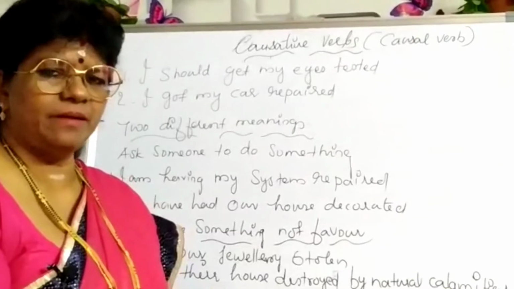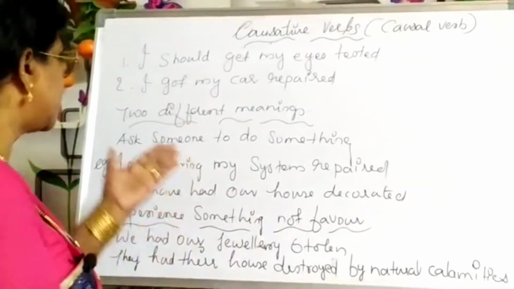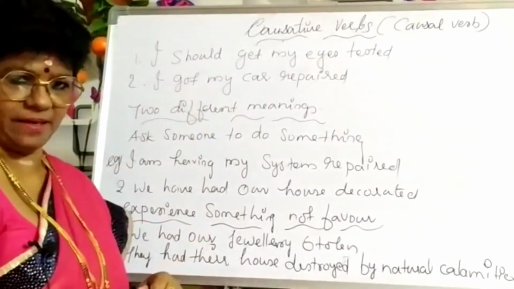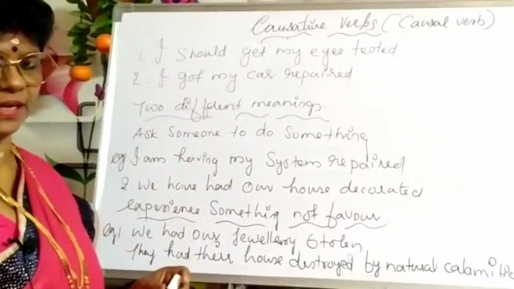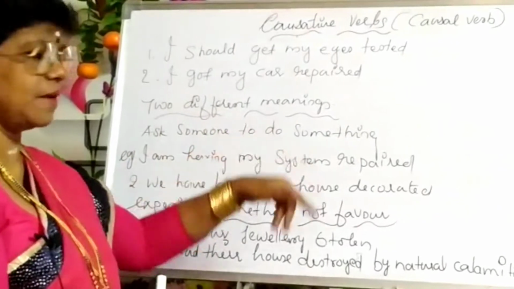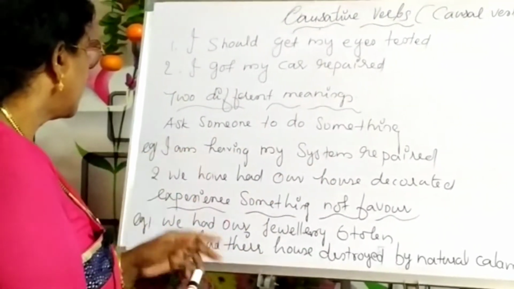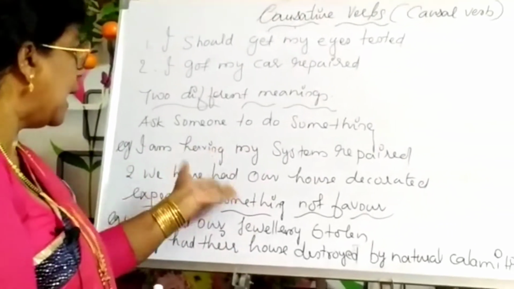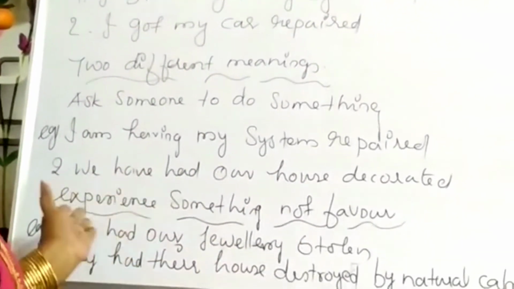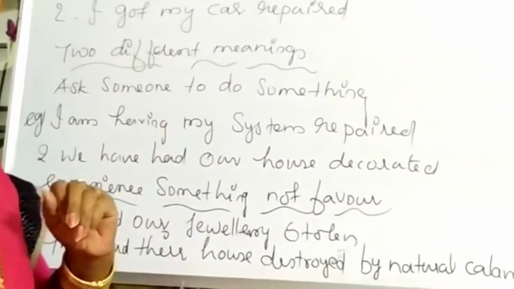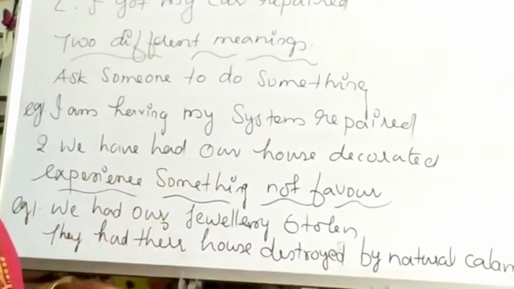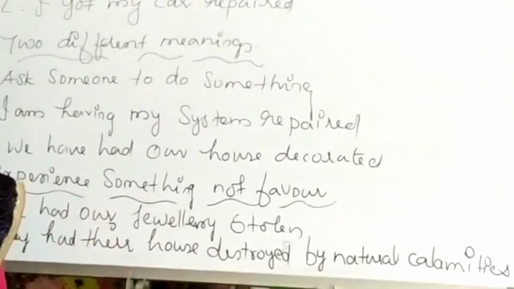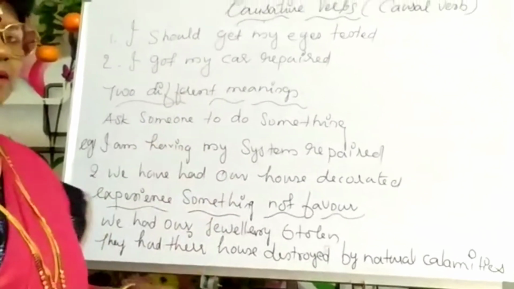Let us go through certain examples. I should get my eyes tested. I got my car repaired. Then two different meanings we can observe here. Ask someone to do something. Example, I am having my system repaired. We have had our house decorated. Then if it is unfair things, it's not a favor to you. We had our jewelry stolen. They had their house destroyed by natural calamities. Like that, a dual meaning we can get.